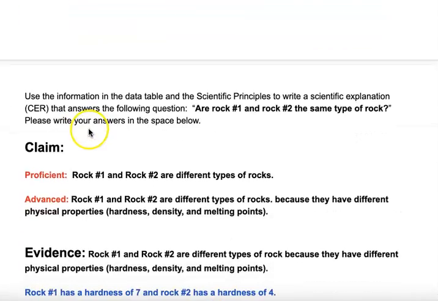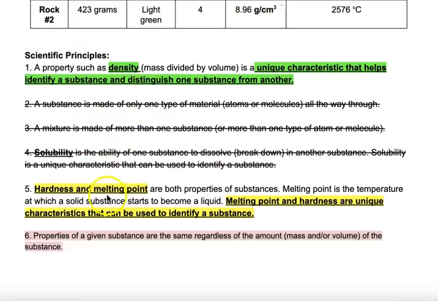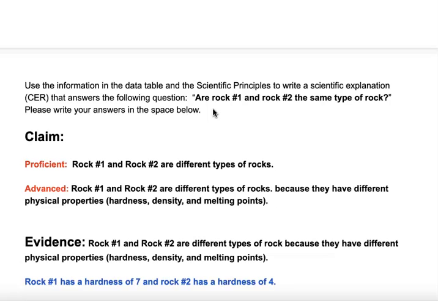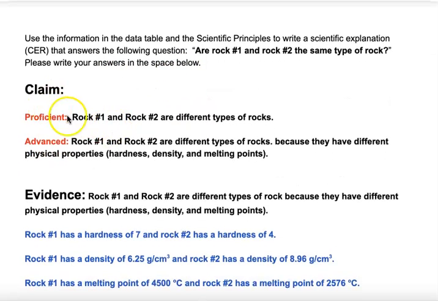All right, so now let's write our CER. We use the scientific principles to figure it out. So I'm going to answer this question: are rock 1 and rock 2 the same type of rock? So here's my claim. Here's a proficient claim: rock 1 and rock 2 are different types of rocks. That would be proficient. You want to go for the advanced.